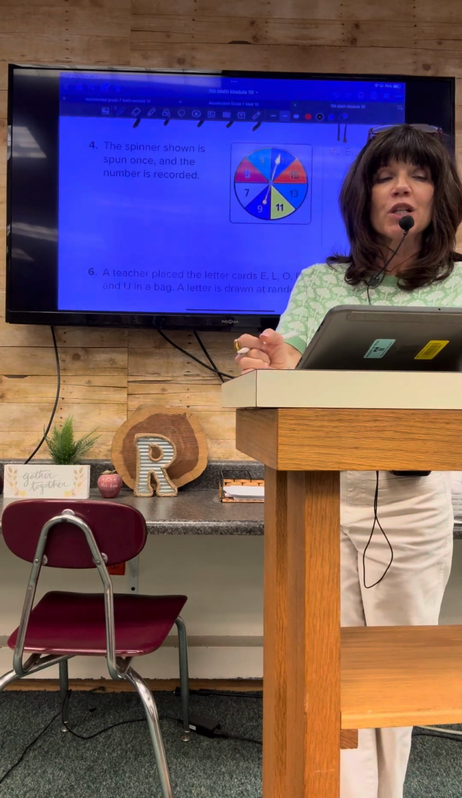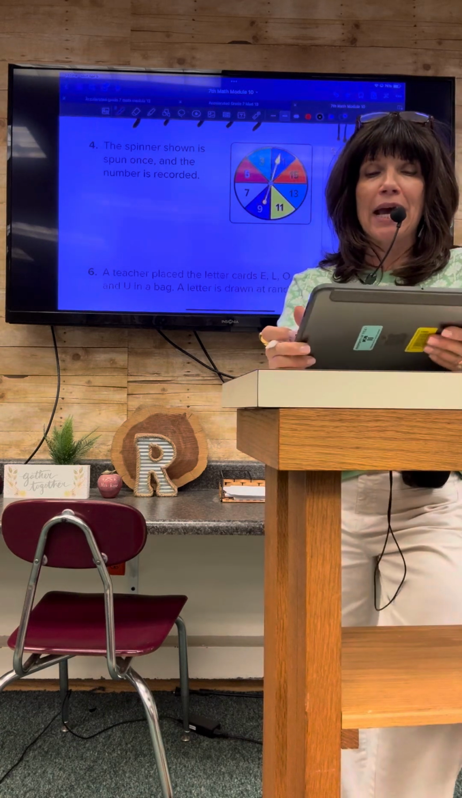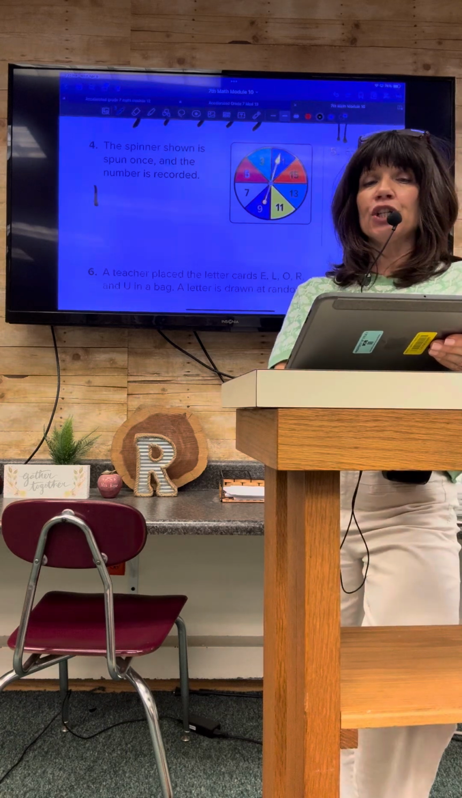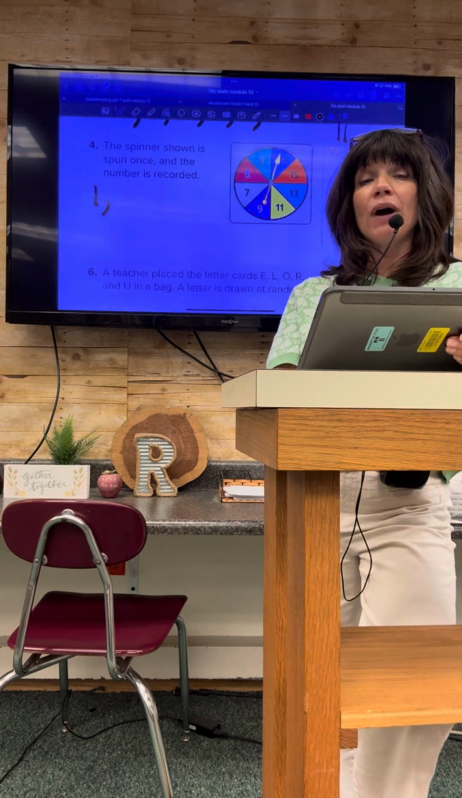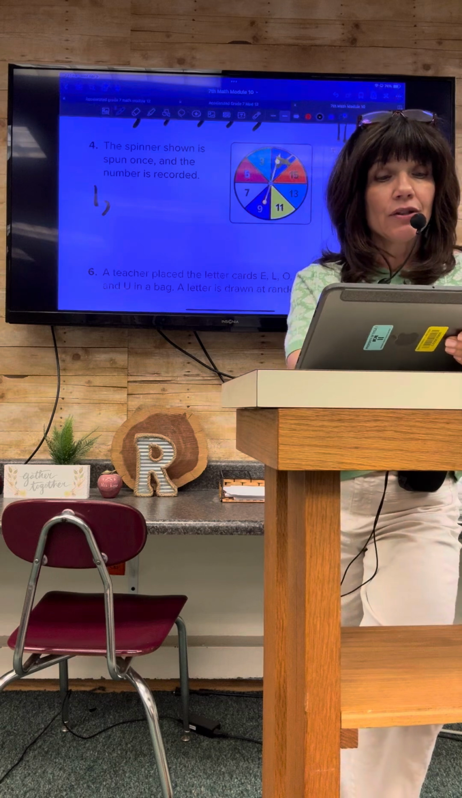The spinner shown is spun once, and the number is recorded. In this sample space, do we have a 1? Yes. Do we have a 2? No, so don't write it. What is the next number we do have if we're going in order of numbers? 3. So write a 3.